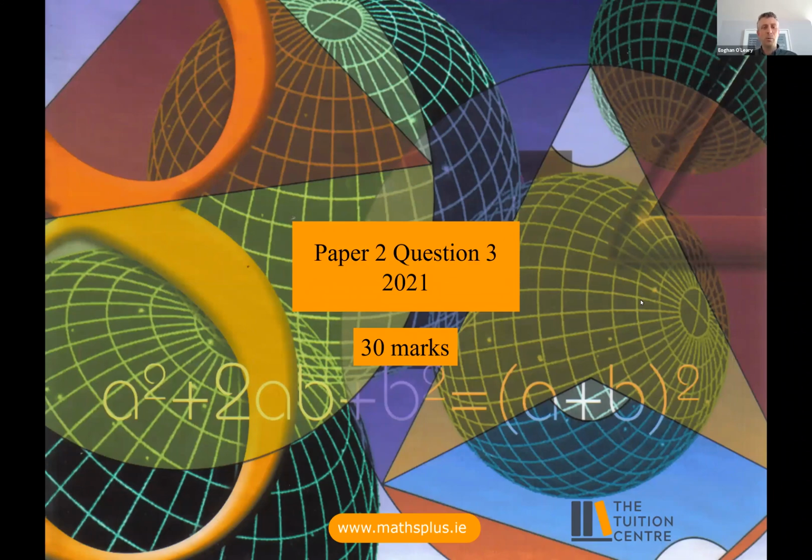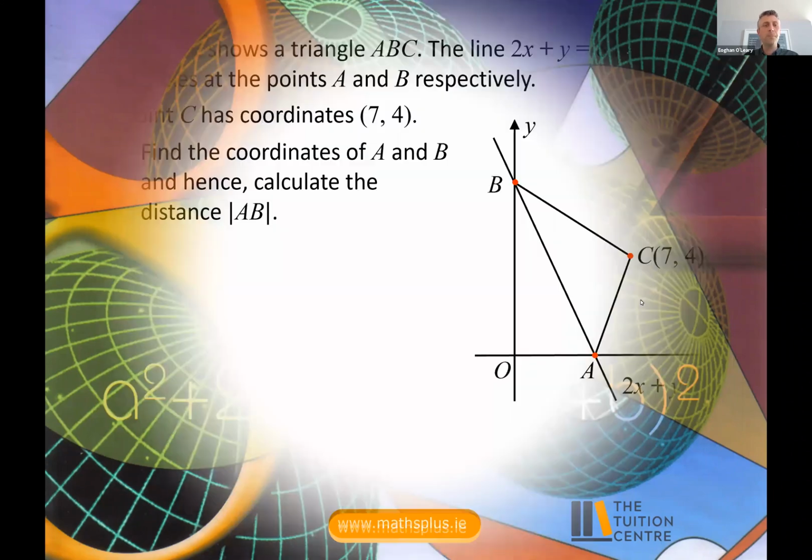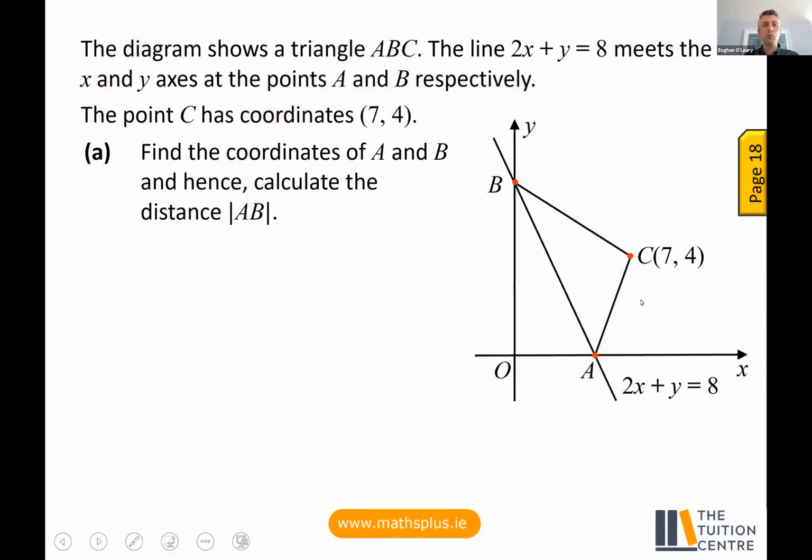So we're on here now to question 3. It's our first coordinate geometry question, coordinate geometry of the line. It says the diagram shows the triangle ABC. The line 2x plus y equals 8 meets the x and y axis at the points A and B respectively.